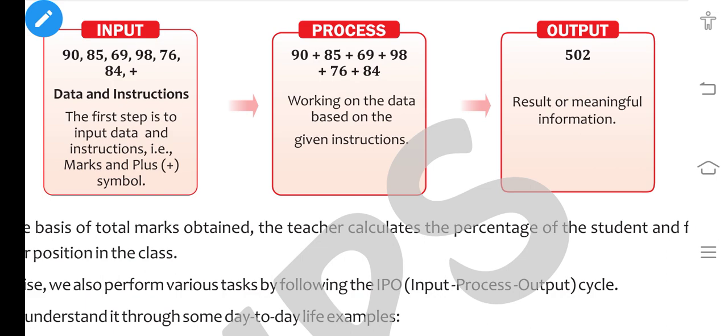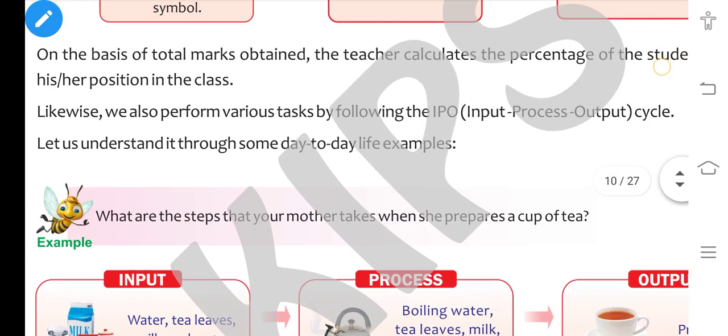But processing will be done in the CPU, because CPU, as its name, Central Processing Unit, is the processing device. So processing will be done in the CPU only. And after processing, we can see the result. After adding these digits, whatever answer comes, you can see on the monitor. Monitor is an output device. This way computer is working on the IPO cycle, that is input, process and output.